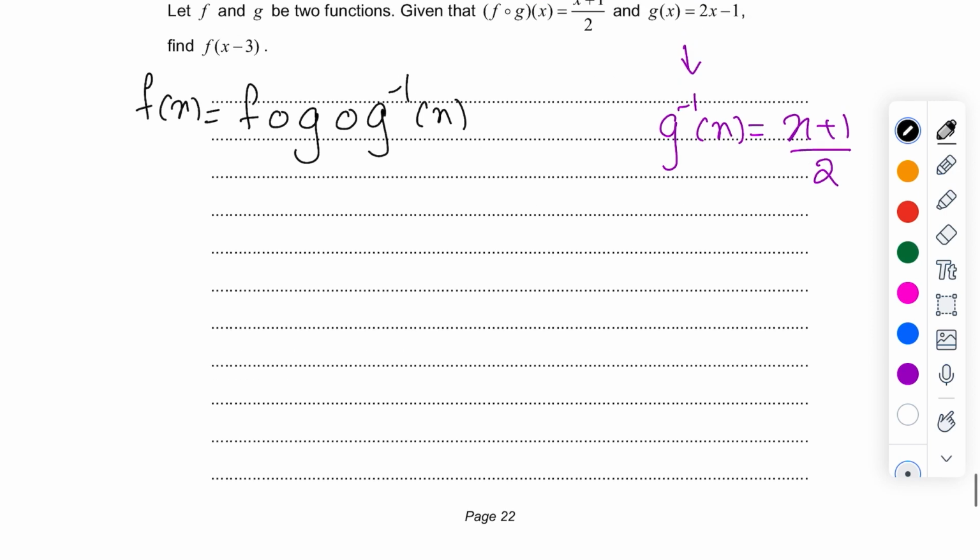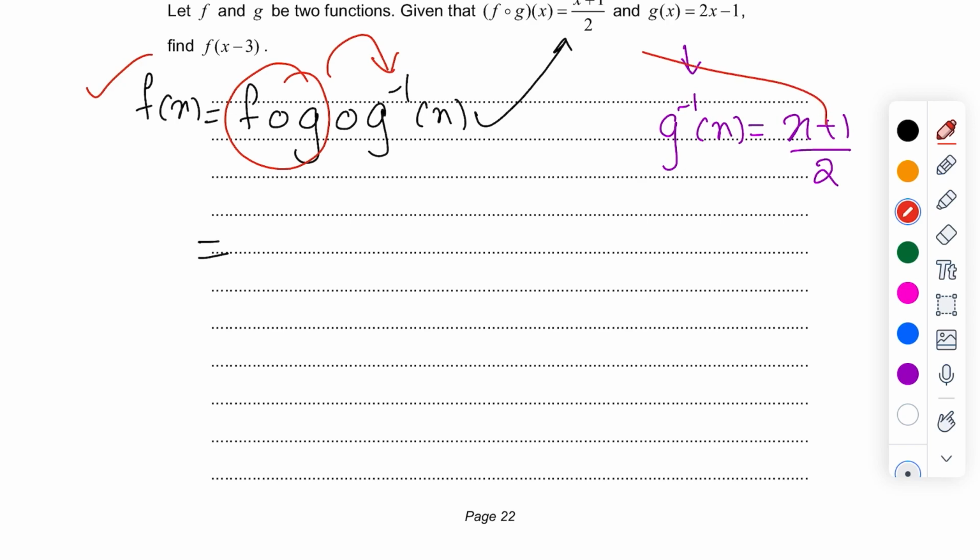So in f circle g, if I plug in g inverse of x, I am going to get f of x. So what is that? In f circle g, I should plug in g inverse so that I will be getting f of x. So substitute g inverse in this one. So it becomes (x plus 1 upon 2) plus 1, divided by 2. So it becomes x plus 3 upon 4. That is f of x.